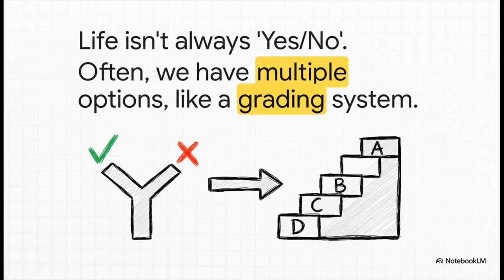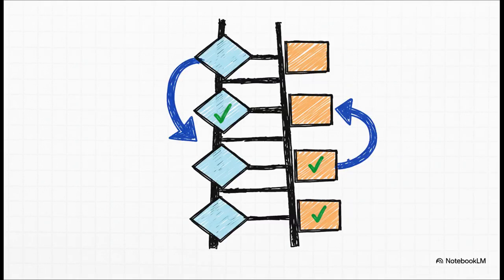Think about something like a grading system. It's not just pass or fail. You've got A, B, C, D. You need a structure that can handle a whole sequence of choices, not just one. And for that, we have the else-if ladder. It's exactly what it sounds like.